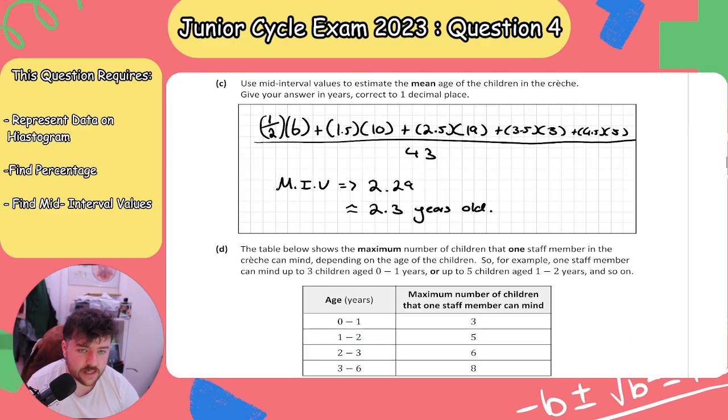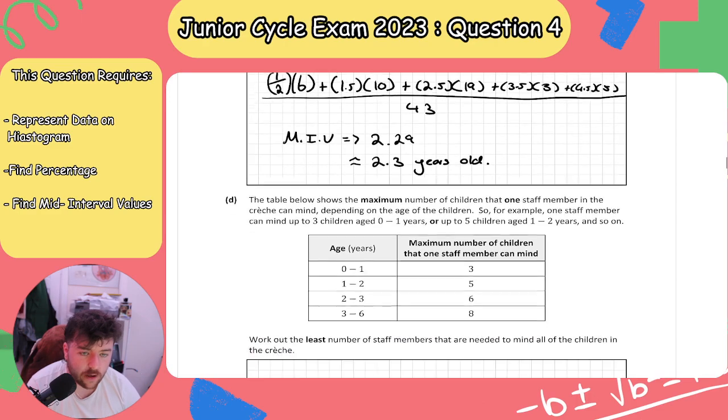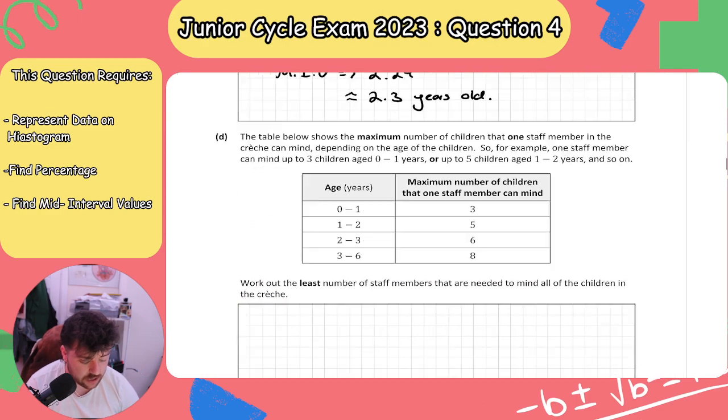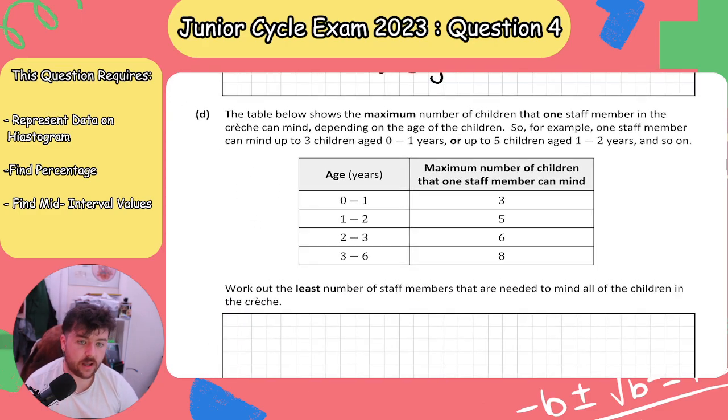So let's look at part D now. The table below shows the maximum number of children that one staff member in the creche can mind, depending on the age of the children. So, for example, one staff member can mind up to 3 children aged 0 and 1, or up to 5 children aged 1 to 2. Work out the least number of staff members that are needed to mind all of the children in the creche.